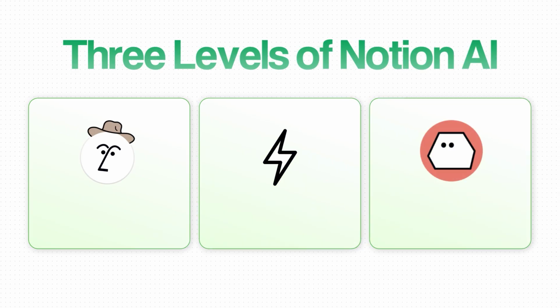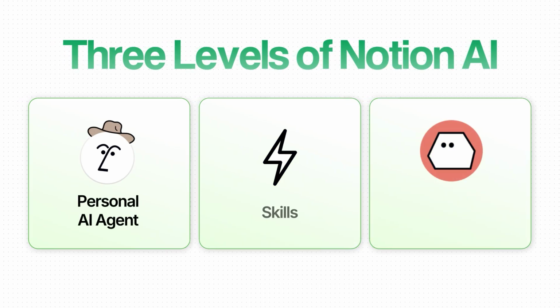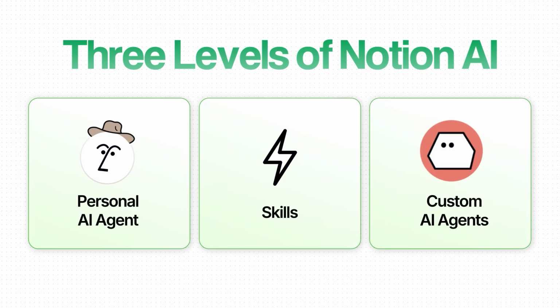So that's the 3 levels: your personal AI agent, skills, and custom agents. If you've been using Notion AI as a chat window and not much else, hopefully this gives you a clear picture of what's actually possible and the hierarchy to follow.